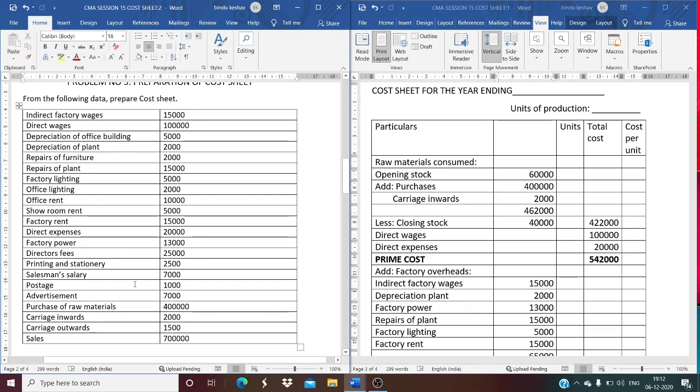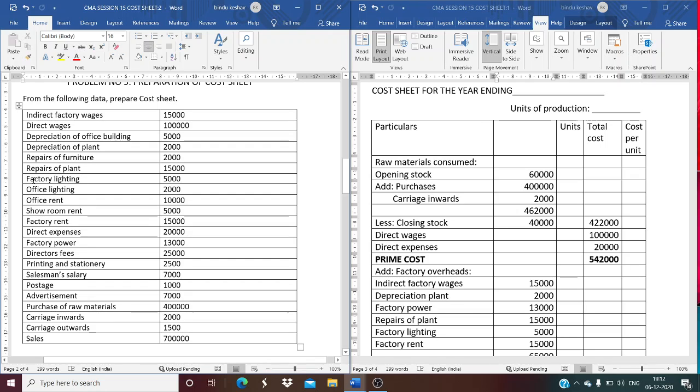So we need to be in a position to understand as to how each item is related. Now, for example, indirect factory wages it comes under factory overheads. Direct wages comes in the beginning for preparation or determination of prime cost. Depreciation of office building will appear in office overheads. Depreciation of plant it will come in factory overheads. Repairs of furniture is office overhead. Repairs of plant is factory overheads.